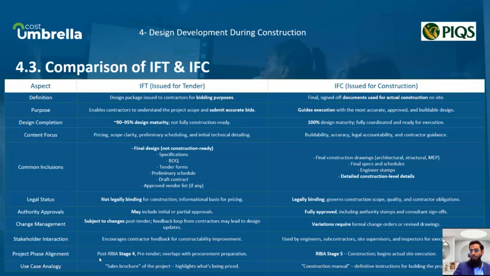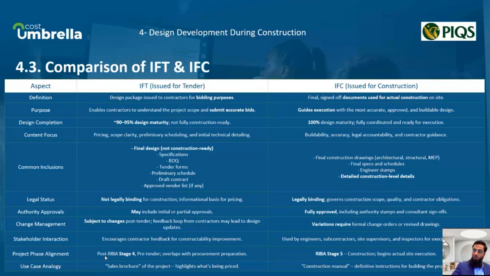If we refer to change management, IFT is subject to change. Post-tender, the feedback loop from the contractor may lead to design updates. But in IFC, variation requires formal change orders or revised drawings. Stakeholder interaction: in IFT, it encourages contractor feedback for constructability improvement, whereas IFC is used by engineers, subcontractors, site supervision, and inspection for execution and QC.